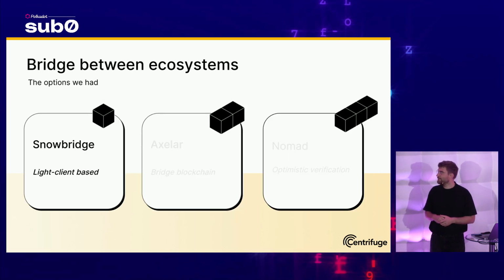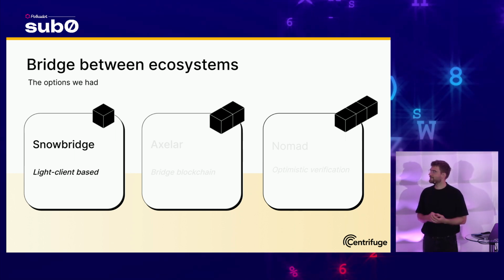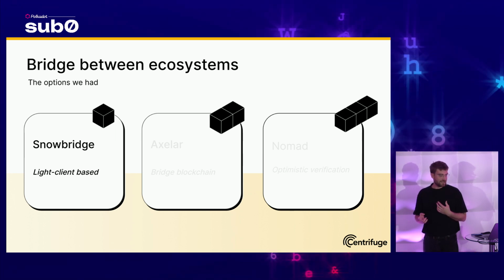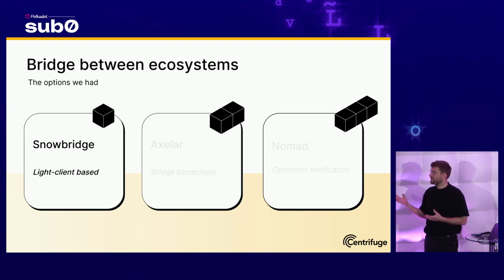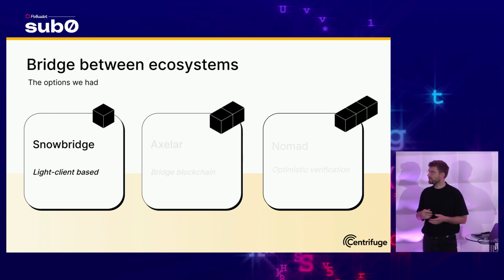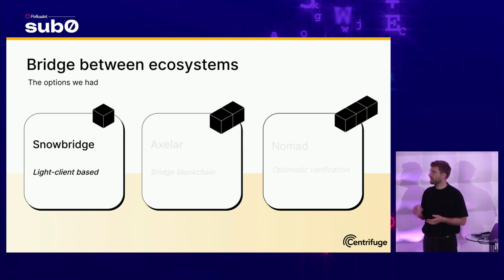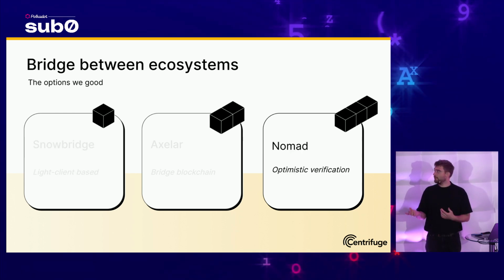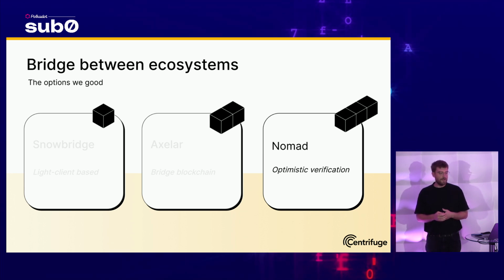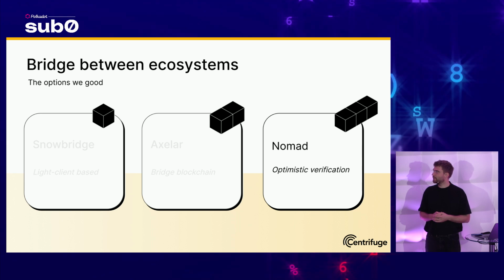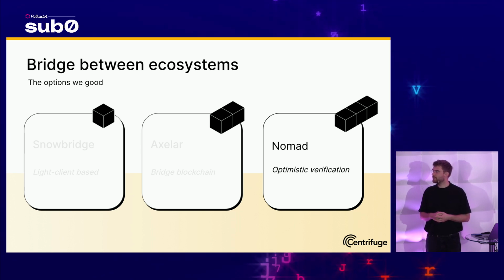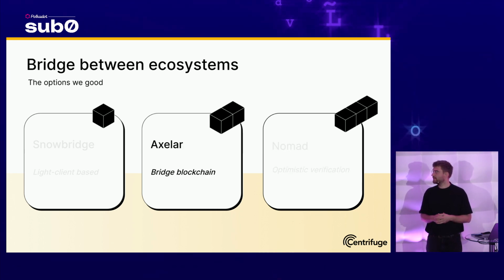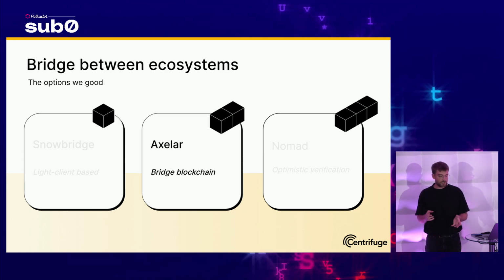So which options did we have? Well, there's Snowbridge, of course, which is light client based. It would have been super nice to actually use that. Unfortunately, our timelines did not quite meet. But I think with the current setup, we can, at least for Ethereum, quite easily switch the bridge mechanism. But this was just not possible for us, given our timeline. We also considered Nomad, which uses optimistic verification. But given the hack last year, we assumed that it would be rather unlikely that users would trust going over that bridge. And we also considered Axelar, which is a blockchain purely used for bridging.